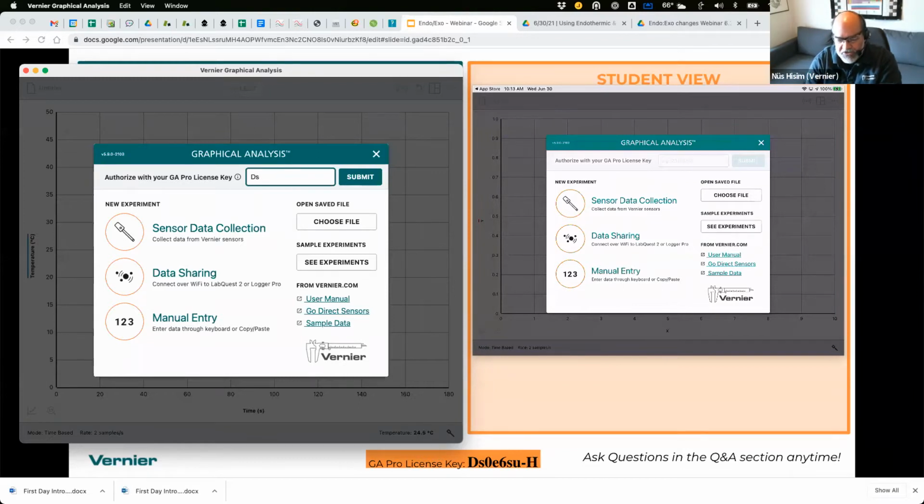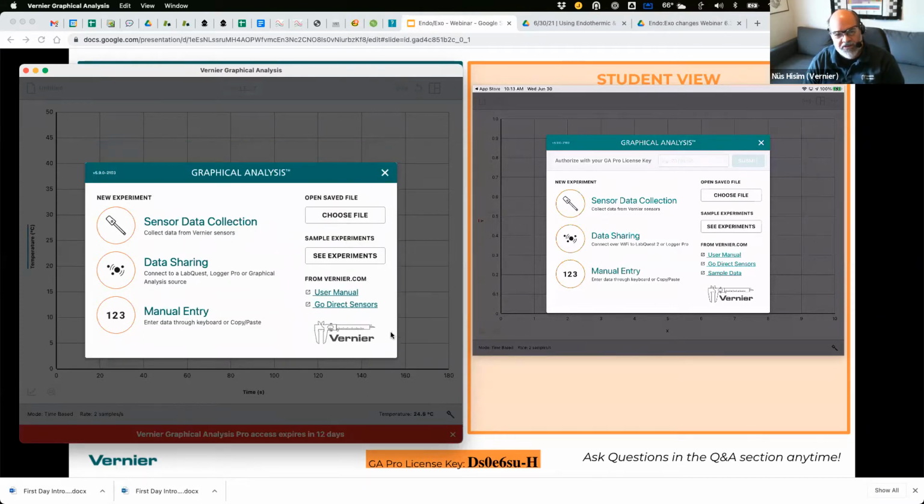So if you want to do that right now, I'm doing it on my computer, and I'm going to have to go do it on my iPad here. If I had thought it through, I probably would have done it in advance. And then if I did it right, this should go away and I should have a pro version. And you'll notice it says down here, you have 12 days. So you guys will get the same thing. You'll get 12 days of Graphical Analysis.